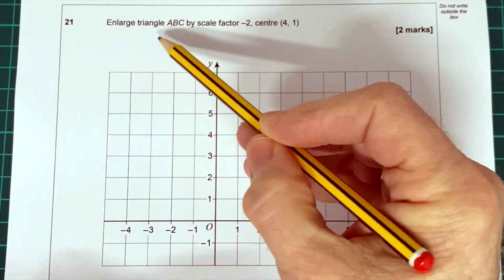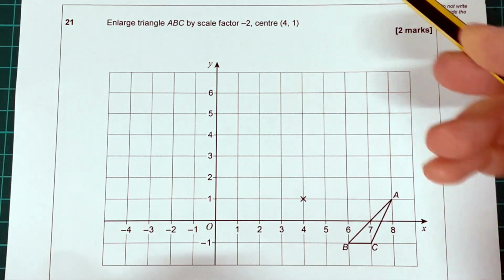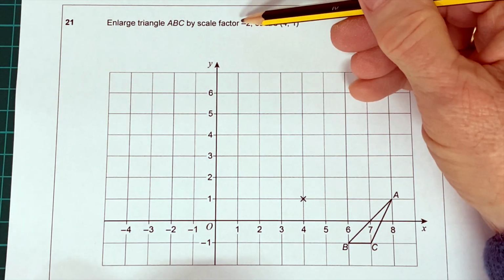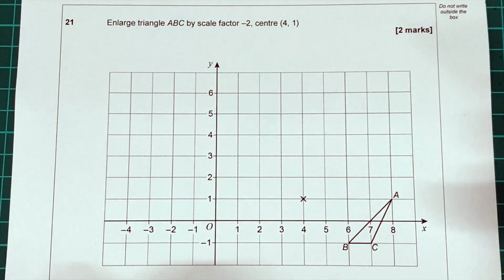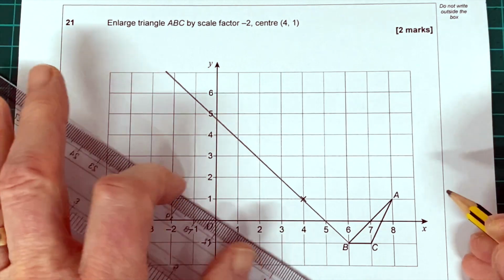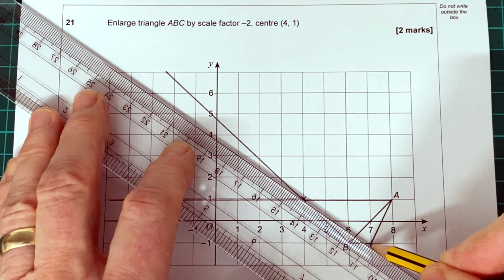Question 21. Enlarge triangle ABC by scale factor -2, center 4, 1. So they've shown us where the center is, 4, 1. There's the triangle. And it says scale factor -2. Now the negative means it's going to be the other side of the center of enlargement, and it's going to be flipped over. The 2 means it's going to be twice as big. So BC, for example, is going to be, instead of 1 square wide, 2 squares wide.